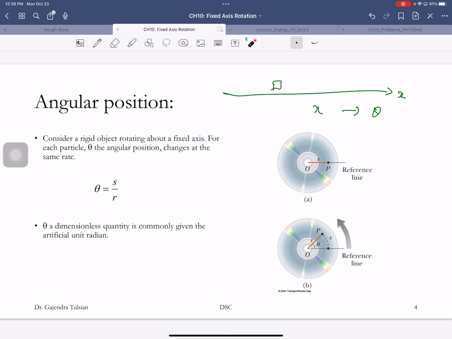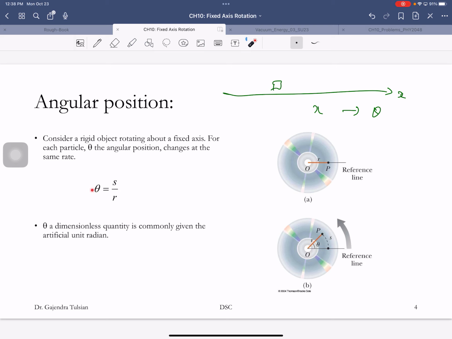So here's an object that is rotating about this fixed axis. The axis is perpendicular to the plane, and you use a reference line with reference to which you're measuring angles. Let's say you mark a point on the object, and if the object moves through a distance s, its angular displacement is given by s divided by r. r is the distance from the axis of rotation. And you saw that this is a dimensionless quantity, that is, length divided by length.